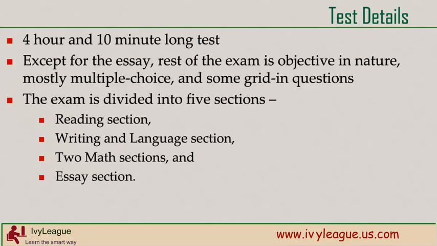The SAT is a 4-hour and 10-minute long test which includes 3 hours and 50 minutes of testing time and 2 5-minute breaks. Except for the essay, rest of the exam is objective in nature, mostly multiple choice, and some grid-in questions where you need to write down the answer. The exam is divided into 5 sections: reading section, writing and language section, 2 math sections, and essay section. The multiple choice sections can appear in any order on test day. The order of sections is random, and your test will be different from that of the person sitting next to you.